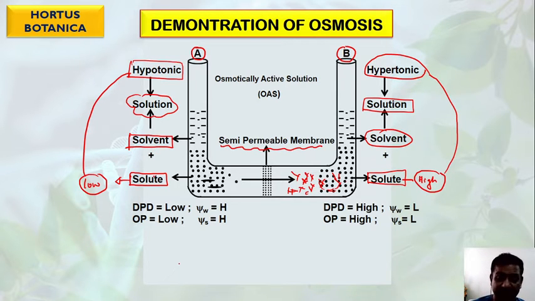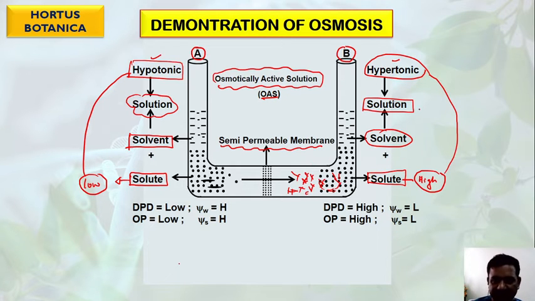That means a solution is known by its solute concentration. That's why it is hypotonic and hypertonic. So we have created a very good osmotically active solution. This is called OS, isn't it? Now what happened in this condition?